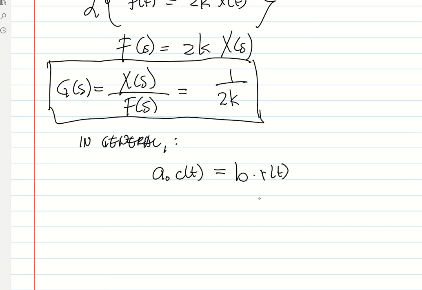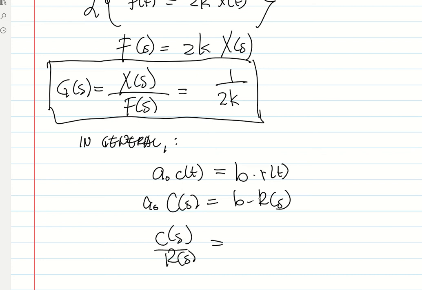And if you take the Laplace of this, it will become a of 0 times capital C equals b times R. Then output over input, output is C divided by input, so this is just equal to b all over a of 0, or this is just a constant k.